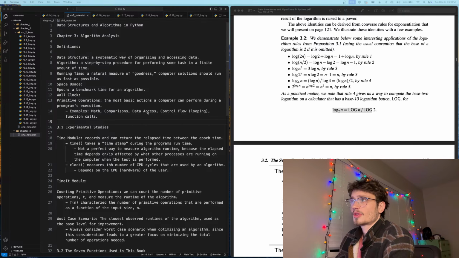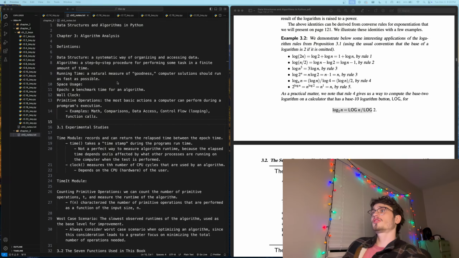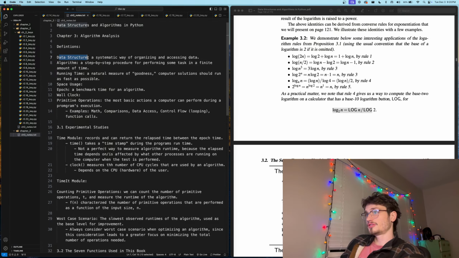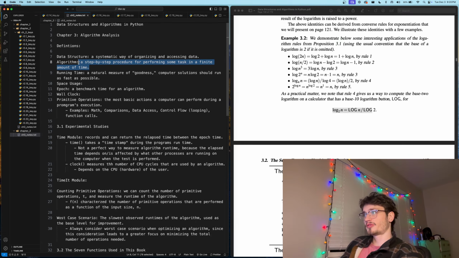So let's just quickly go over what we learned so far. We were introduced to data structures in this lesson, which is just a systematic way of organizing and accessing data. We were also defining algorithm, which is just a step-by-step procedure for performing some sort of task in a finite amount of time. Runtime is just the natural measure of goodness that a computer solution should run as fast as possible, right? Space usage is just like memory usage, I think.